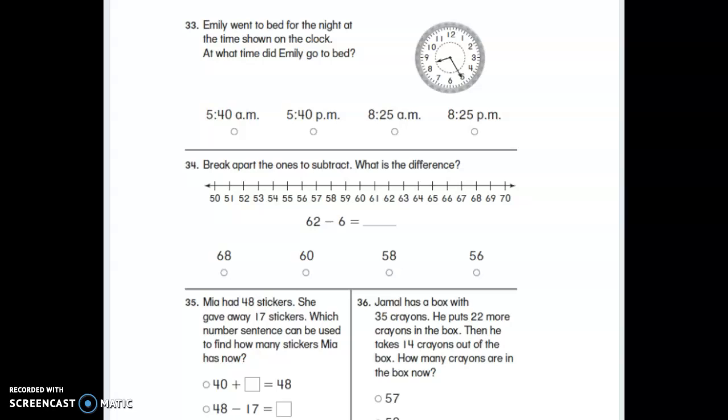Number 34. Break apart the ones to subtract. What is the difference? 62 minus 6 equals... Remember that when you're solving your addition and subtraction problems, you can use any method that you prefer.